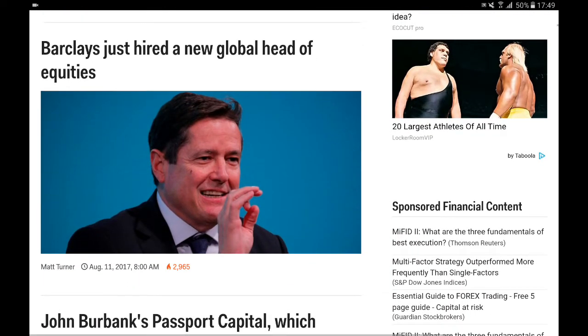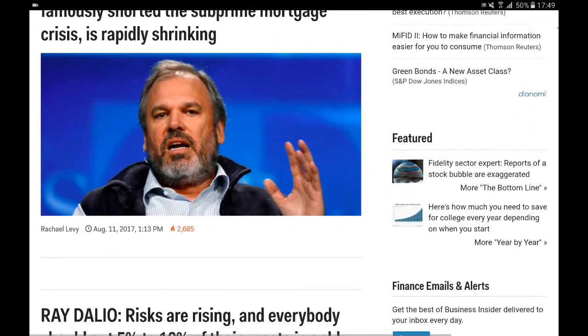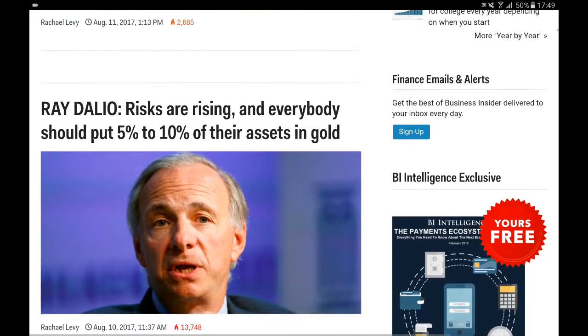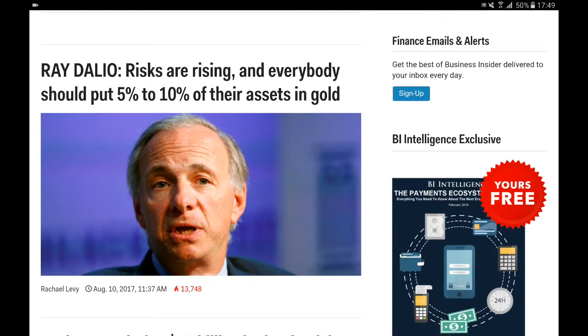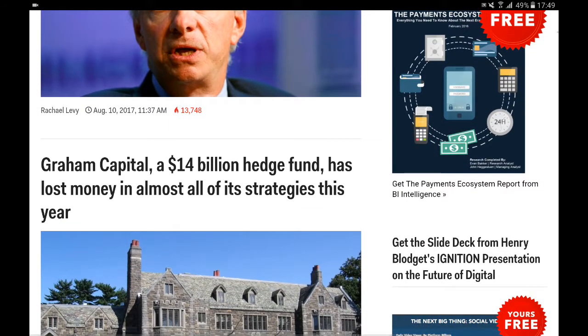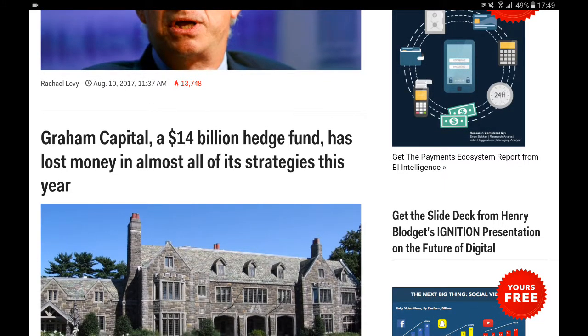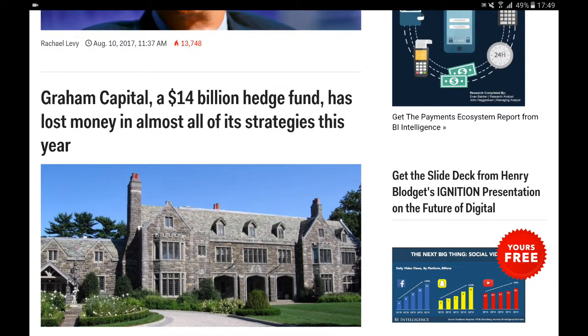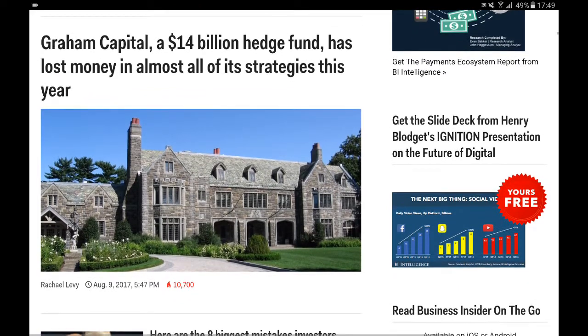So news here, Barclays Capital, but nothing. Oh yeah, take a look at that risk. Ray Dalio from Bridgewater Associates LP says risks are rising and everybody should put 5% to 10% of their assets into gold. That's what Mr. Dalio, the founder of Bridgewater Associates, the biggest hedge fund in the world, says. Next, let's move on.